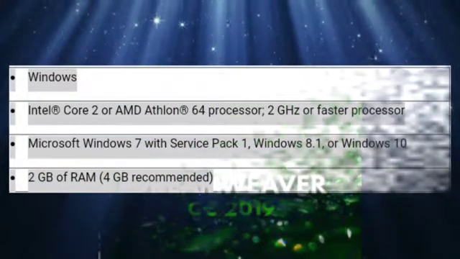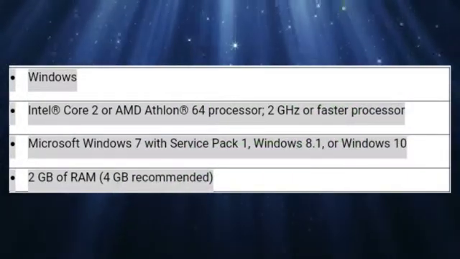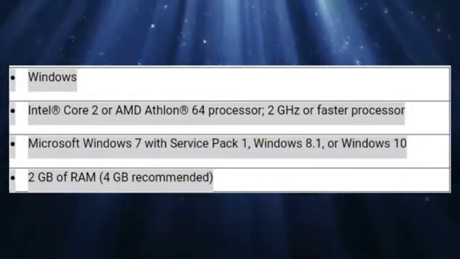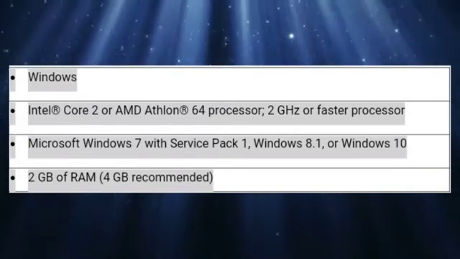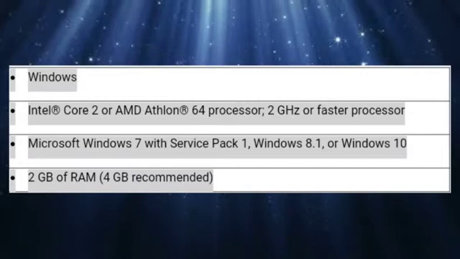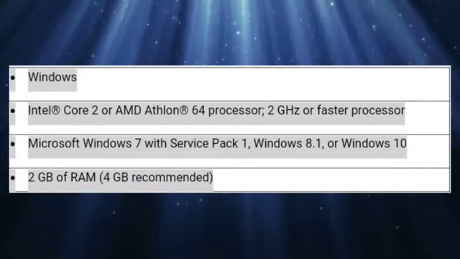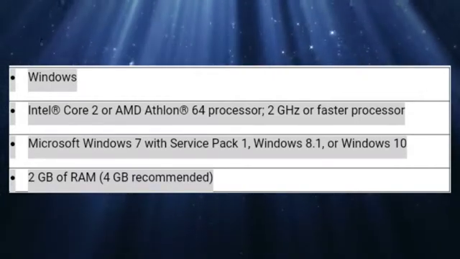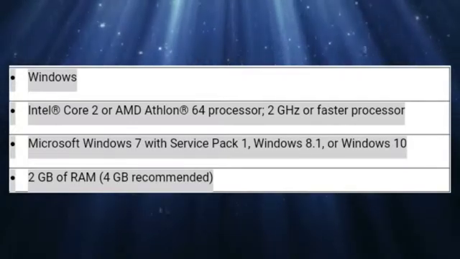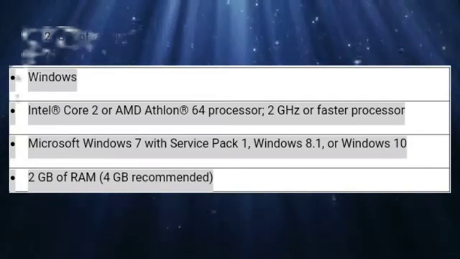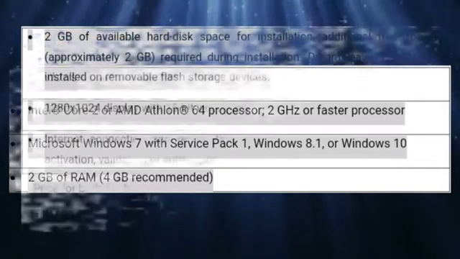For the specification of this software, is it for Windows? For the processor it is Intel Core 2 or AMD A6-7400 processor. For the operating system, it is for Microsoft Windows 7 with Service Pack 1, Windows 8.1 or Windows 10. For installation, it needs hard disk space available of 2GB. The software uses memory of 2GB, but 4GB of RAM is recommended.